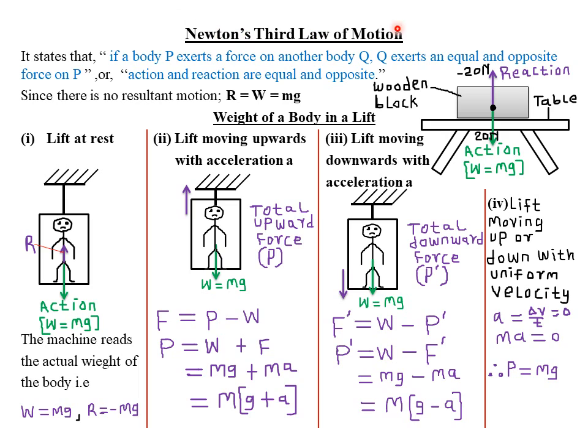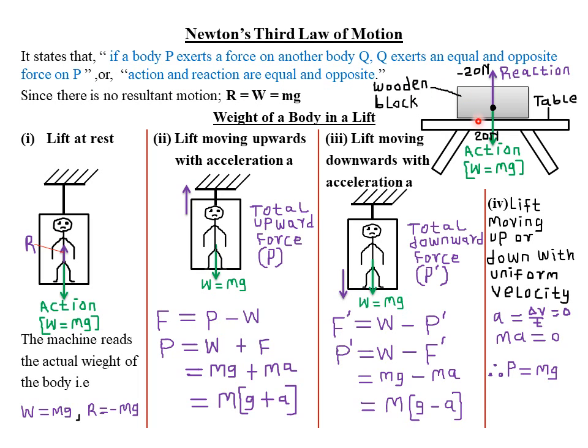So today we are looking at Newton's third law of motion, and it states that if a body P exerts a force on another body Q, Q exerts an equal and opposite force on P. What this simply means is that if a body P exerts a force of 20 Newton on another body Q, then we expect body Q to also exert a force of 20 Newton on body P. So Newton's third law of motion can also be stated as: action and reaction are equal and opposite.